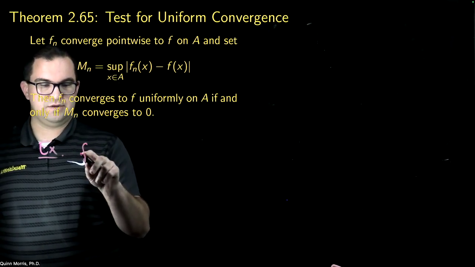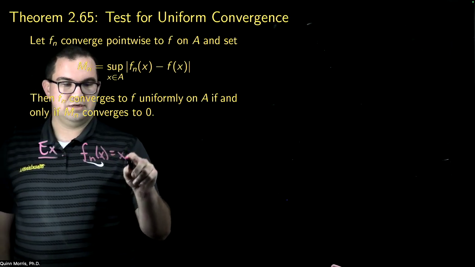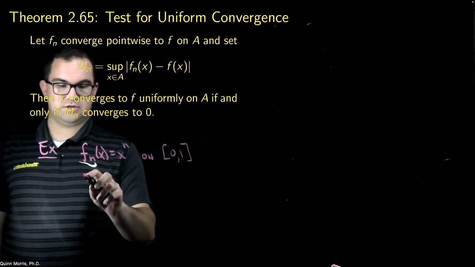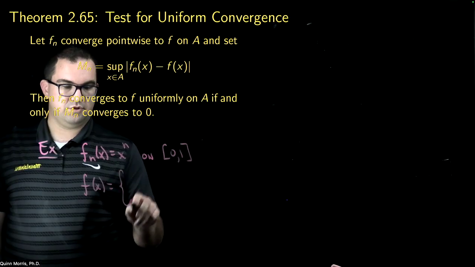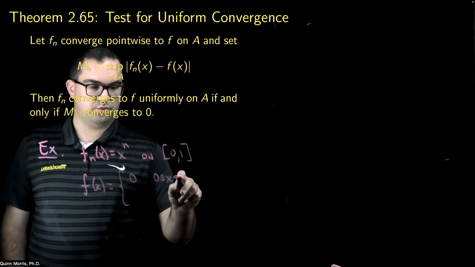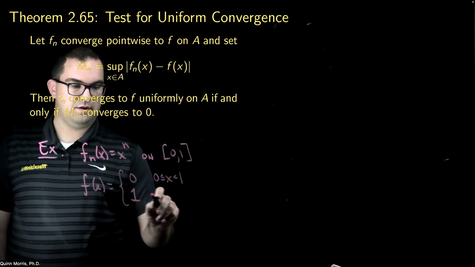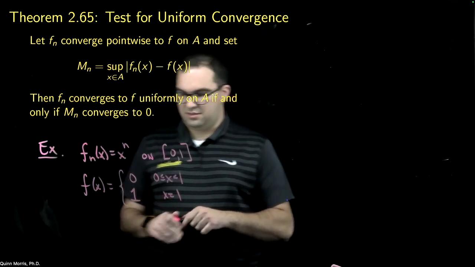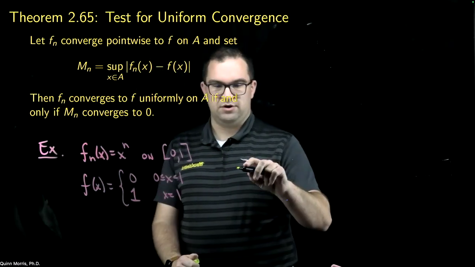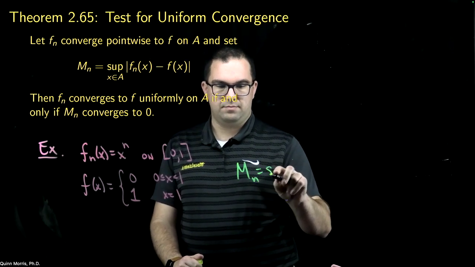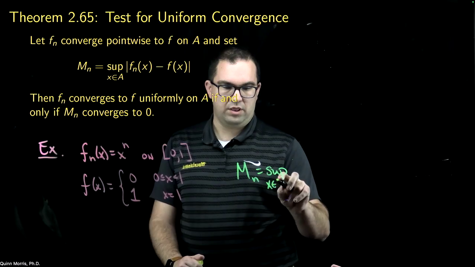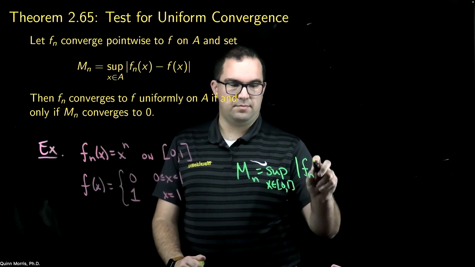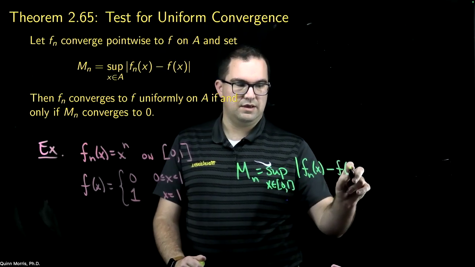Okay, so we can go back, for example, and we'll look at a further example in a second, but go back to that sequence of functions, f sub n of x is equal to x to the n on [0, 1]. We showed that this converged pointwise to the function which was 0 if x was between 0 and 1, including 0 but not 1, and 1 if x was equal to 1. Well, if I look at that in the context of this theorem, what is capital M sub n? That would be the supremum over all x in [0, 1] of |f sub n of x minus f of x|.